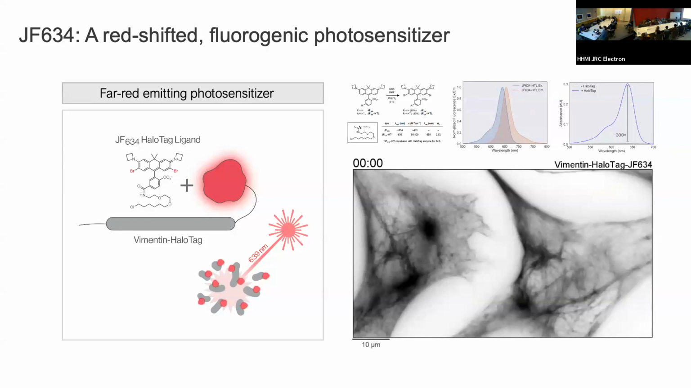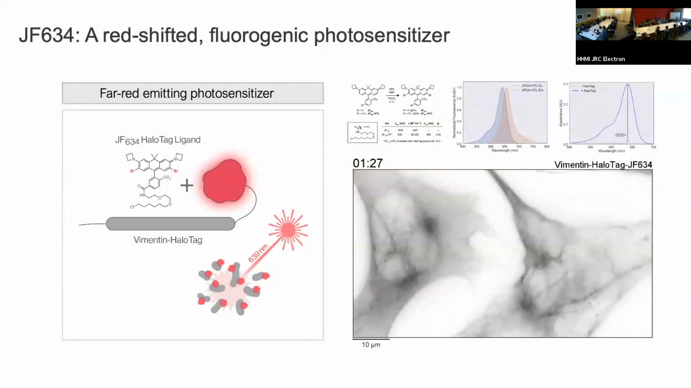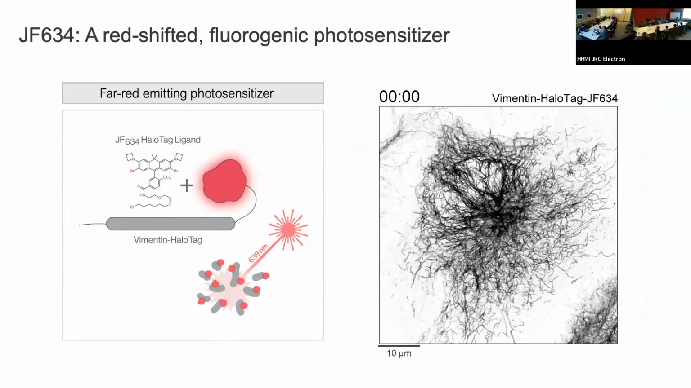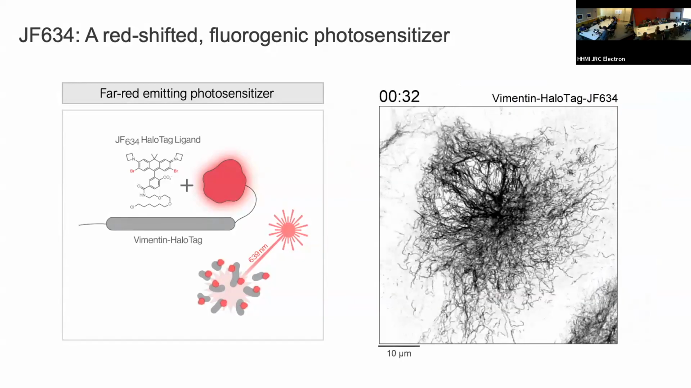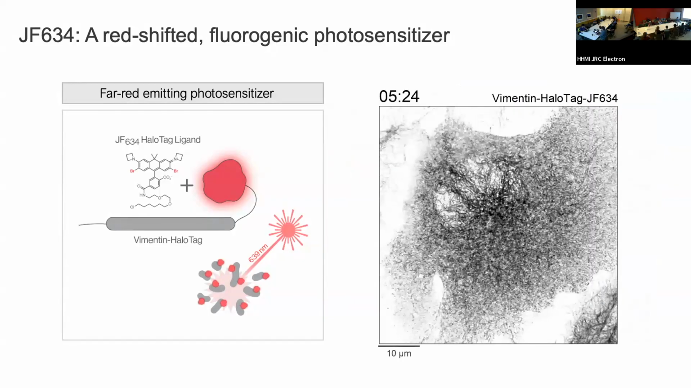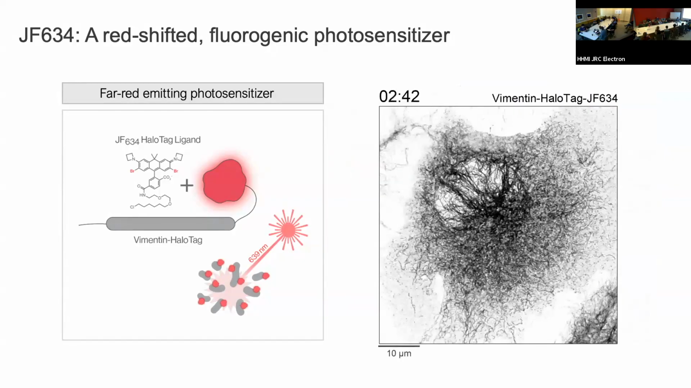But here we have a meth cell labeled now with JF634, our far red fluorogenic photosensitizer dye. We illuminate with 640 nanometer light here by wide field, and it is just as effective as the JF570. We see a small amount of bleaching, the disassembly of intermediate filaments. It's a little bit clearer in the higher signal to noise area scan movie here. You're in a COS7 cell, but over subsequent frames, we can see the complete dissolution of these structures. So we have an approach, and it works.